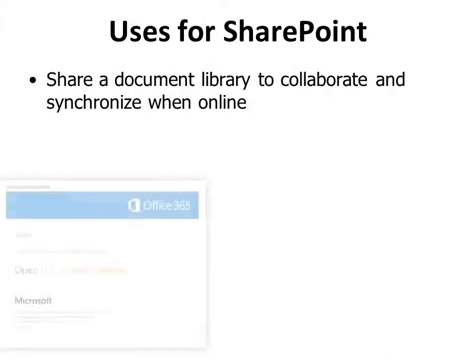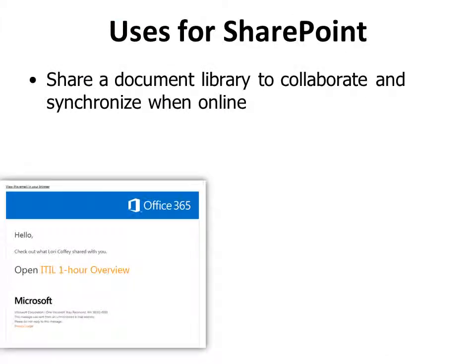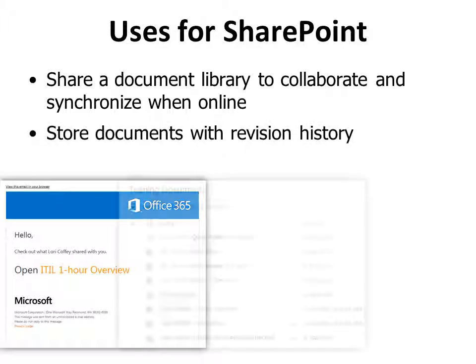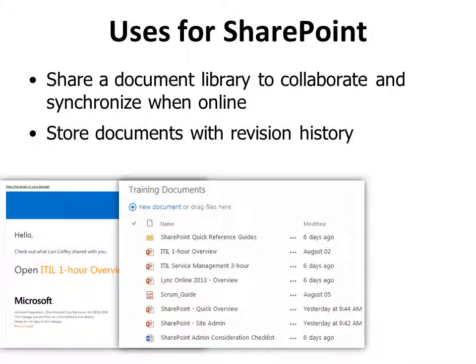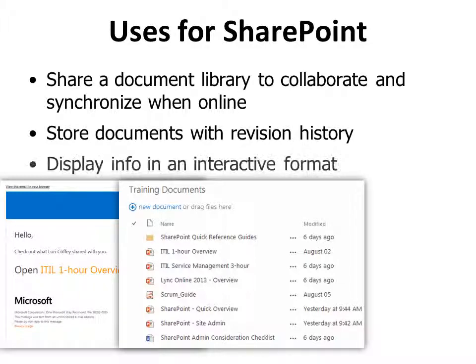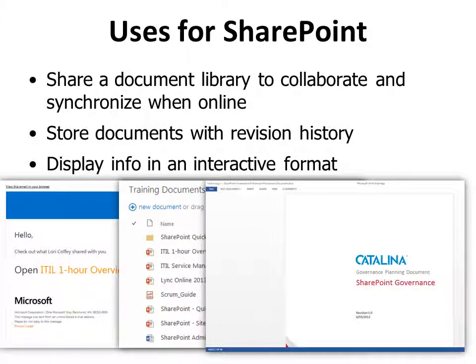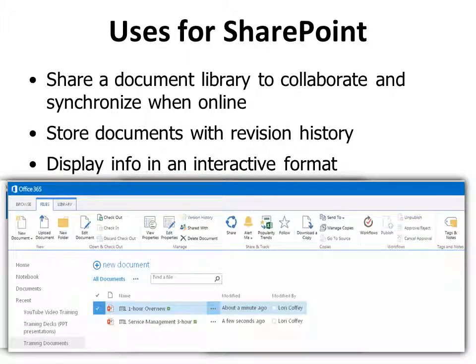Some uses for SharePoint include sharing a document library to collaborate and synchronize when you're online. You can store documents with revision history if you choose. By default, libraries will not have revision history, but your administrator can turn those on. Display information in an interactive format. For example, I view it on my tablet. I don't have Word on my tablet, yet I'm still able to look at and make changes to a Word document. Or if you're fully connected using a Catalina computer, then you'll have even more options.